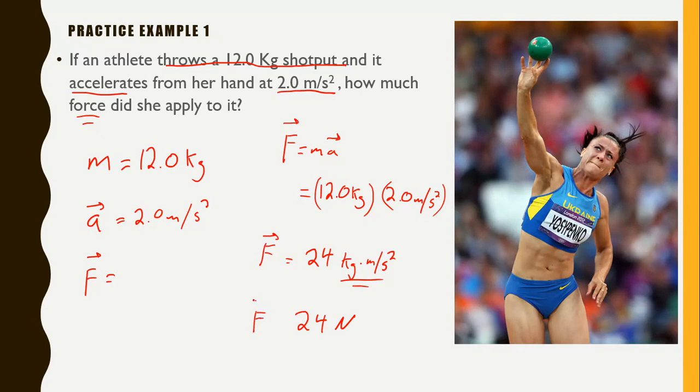Now, I said that force is a vector, but I don't have a direction here, or do I? Well, yes, I do, because it's positive. So positive is direction, remember? So the force that was applied to that shot put was 24 newtons. I would get a mark for my variables, a mark for my formula, and a mark for my answer with the correct sig digs and the correct units. Two significant digits because 2.0 has 2 sig digs.